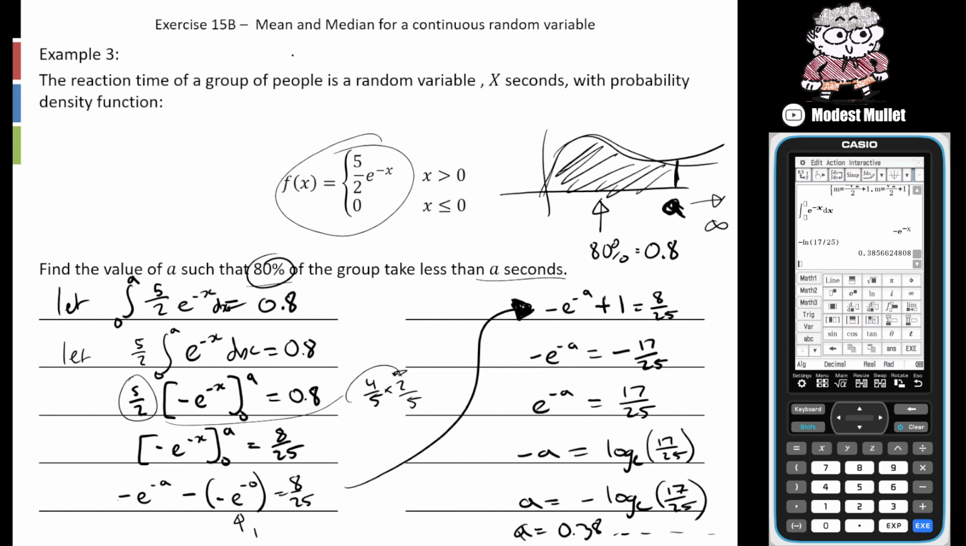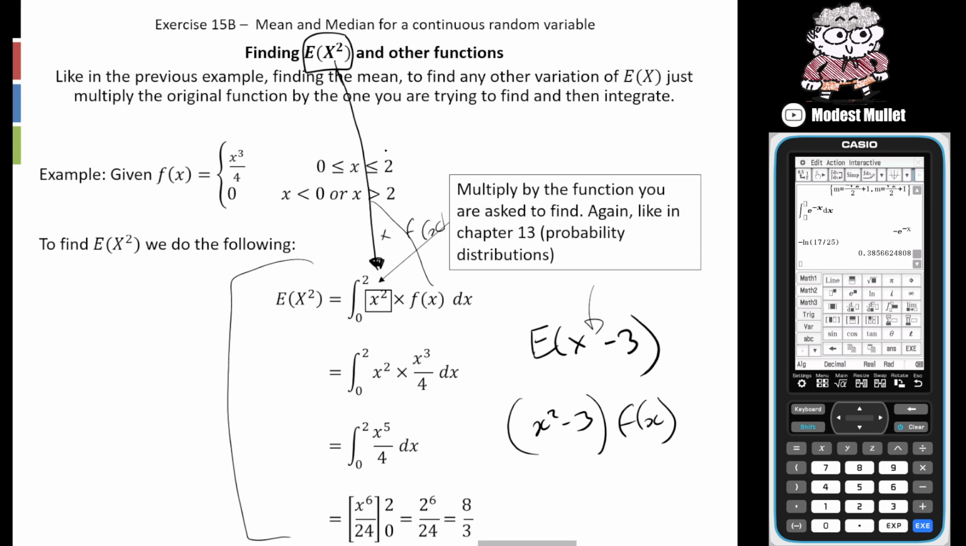So to interpret what this actually means: find the value of a such that 80% of the group take less than a seconds. 80% of the people studied in this study had a reaction time of less than 0.38 seconds, which is pretty accurate to real life, I think, because the average reaction time is about 0.2. And if we wanted to find out what the average was, we would find the expected value using one of these methods back here.